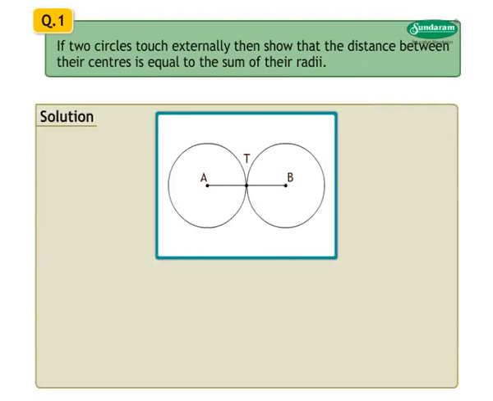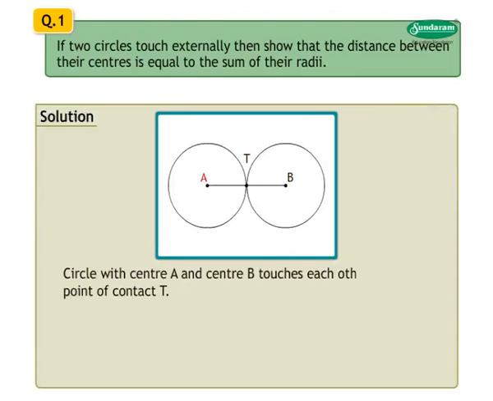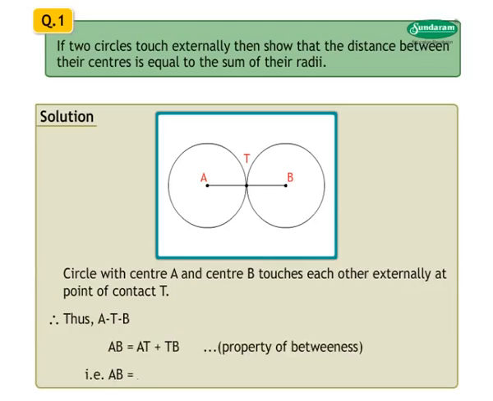Solution. From the figure, we can see that the circles with center A and center B touch each other externally at point of contact T. Thus, points A, T and B are collinear. Therefore, by the property of betweenness, AB is equal to AT plus TB. That is, AB is equal to AT plus BT.